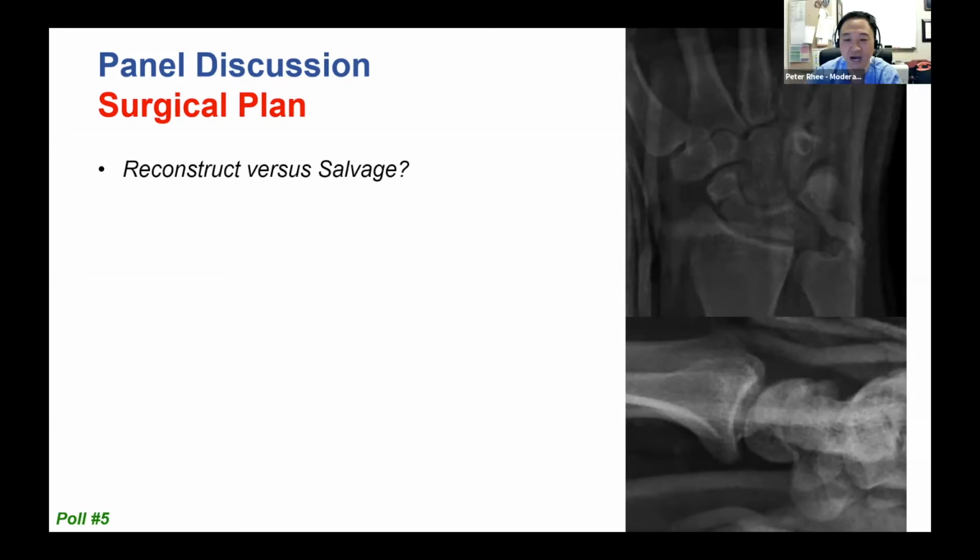Yep, no, I agree. And this was a younger patient, he was in his early 20s. If I can reconstruct it, I would always try to do that. And maybe our more respected senior panelist faculty may have any differing thoughts.